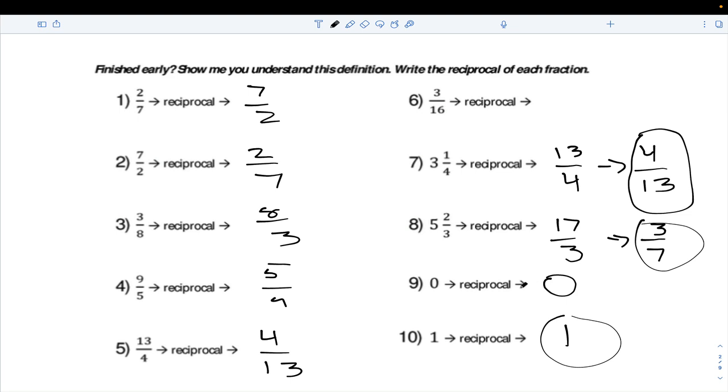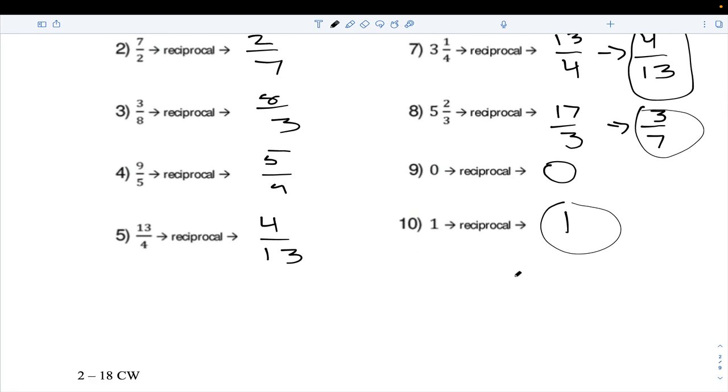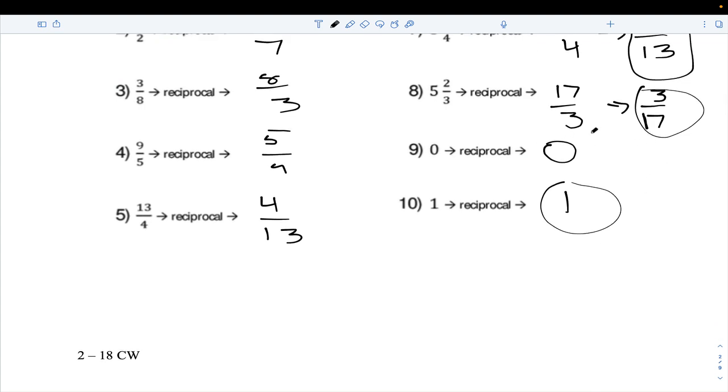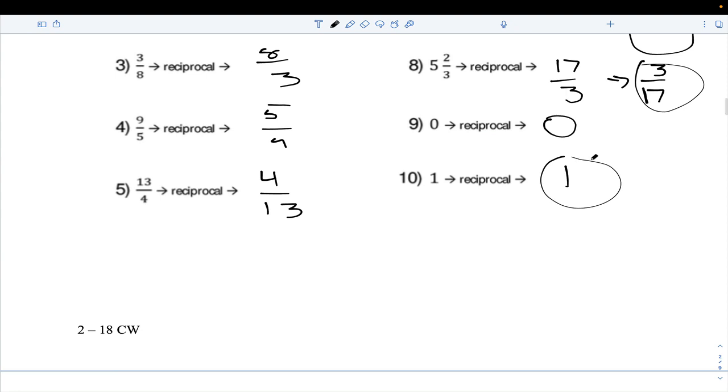Yeah, Reagan. So it's the reciprocal of 17 over 3. Can you mark it, Georgia? Mark 1 blender for number 8. 3 over 17, not 3 over 7.